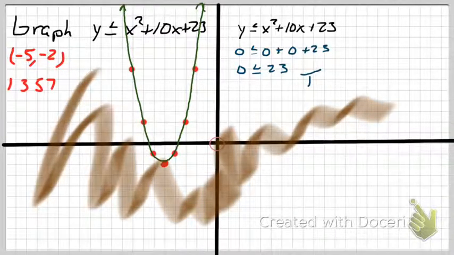For those of you looking for a shortcut, if the y is on the left, if it's less than, you should be shading under the parabola. If it's greater than, you should be shading above or on top of the parabola. But the y has to be on the left for that to be true, and alone.